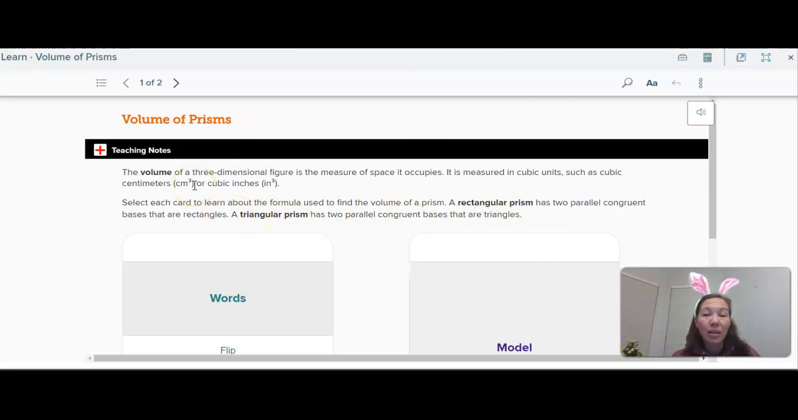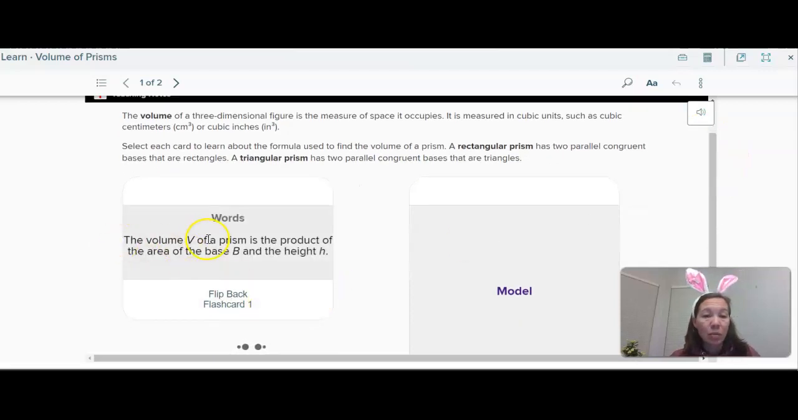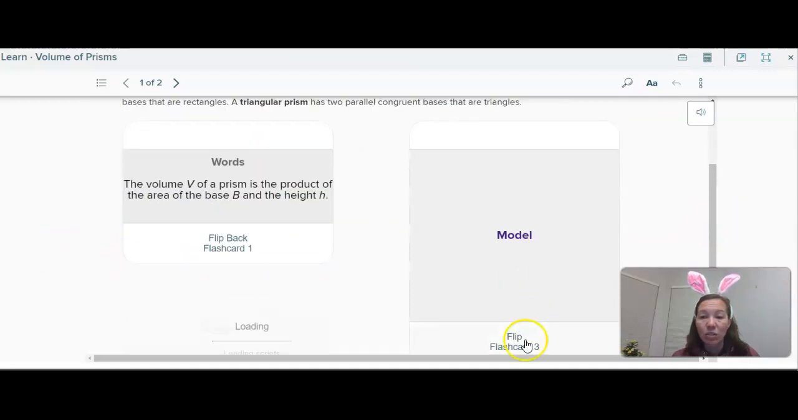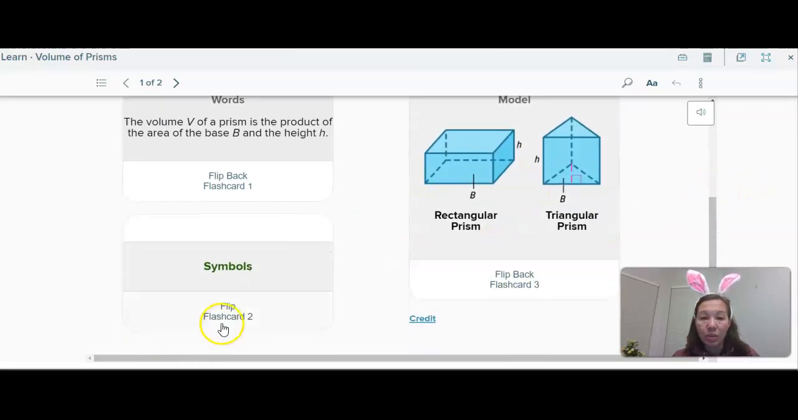When we talk about volume, we're talking about the amount of space something occupies. So area is two-dimensional. Volume is three-dimensional. So the volume of a prism is the product of the area of the base and the height. So for instance, in a rectangular prism, this is the formula we use, capital B, because it's the area of the base, times the height.